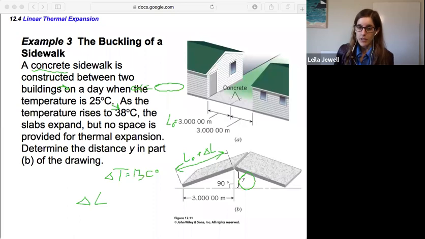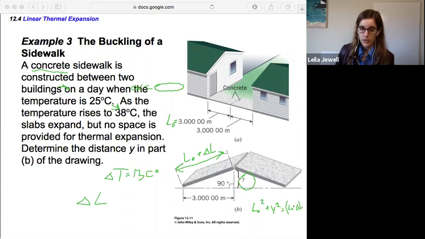Now we might notice that the original length was when it was horizontal, the new length is at this angle, and y is at a right angle, completing a triangle. So we can set up a triangle here that we have L0 squared plus y squared is equal to the resultant, L0 plus delta L.